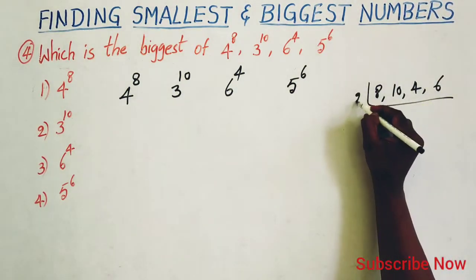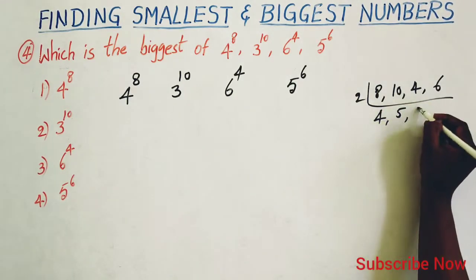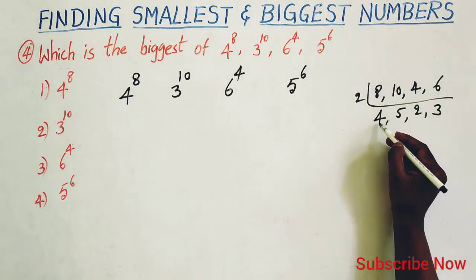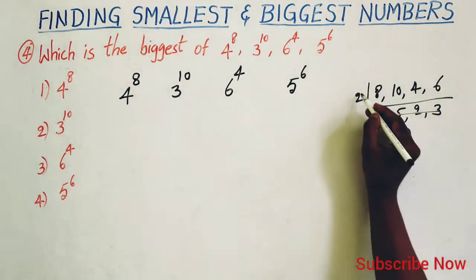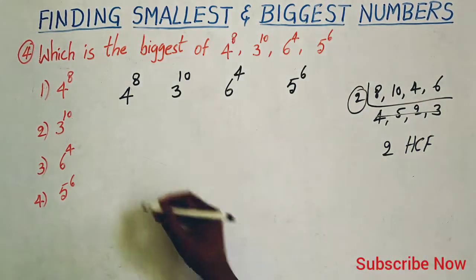So take 2. 2 takes 8 four times, 10 five times, 4 two times, and 6 three times. So there is no common factor for 4, 5, 2, 3, so don't take it. So 2 will be the HCF. 2 is the HCF.